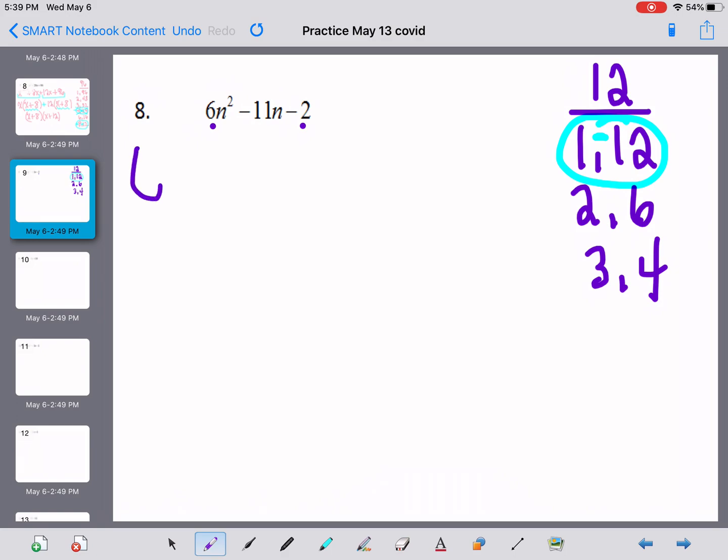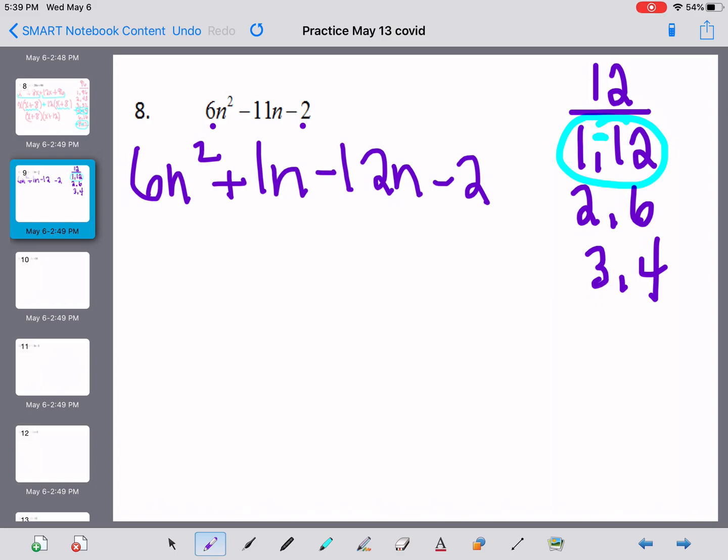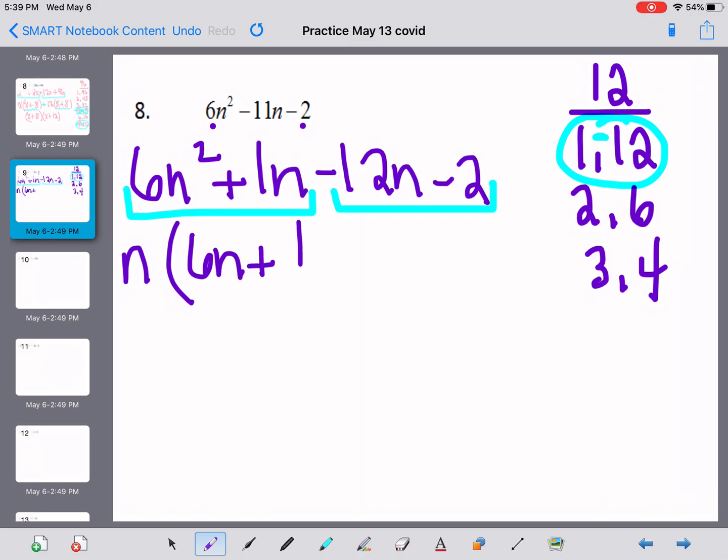So when we fill this in, we've got 6n squared minus 2. And then we've got plus 1n minus 12n. And then we can group. And the greatest common factor in the first group is n, the smallest exponent. 6 and 1 don't have anything in common, so 6n squared divided by n is 6n, and 1n divided by n is 1, and we must write the 1 down. It's really important. Don't lose track of this sign. That is also really important.